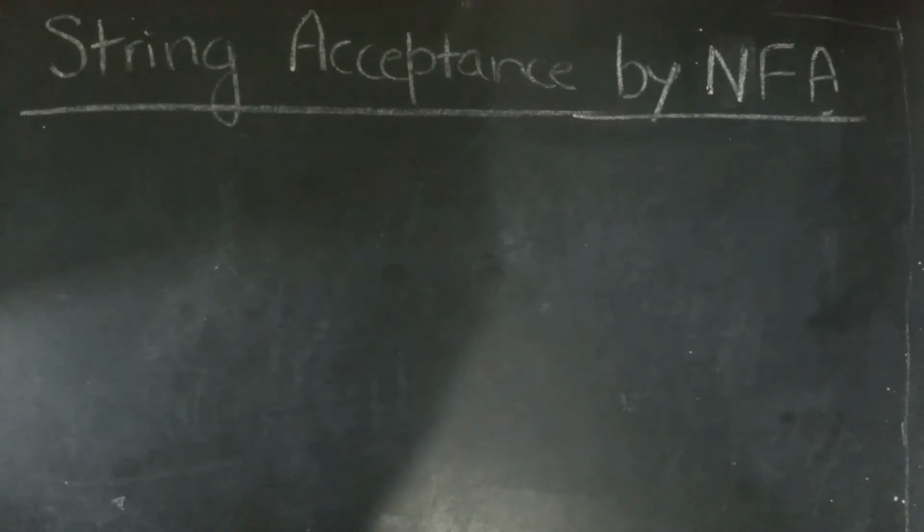In non-deterministic finite automata, we know that there is more than one transition for the same input symbol, and for string acceptance we have to reach from the initial state to a final state using the string to be processed as inputs. Now if we can reach a final state in any of the transitions, then we say that the string is accepted by that NFA. So we'll take an example.